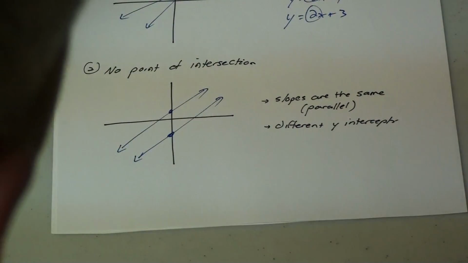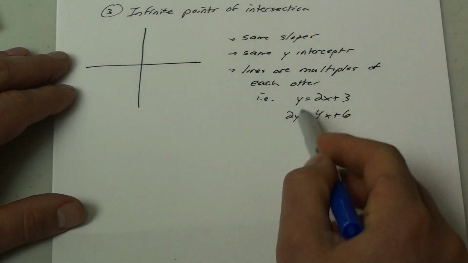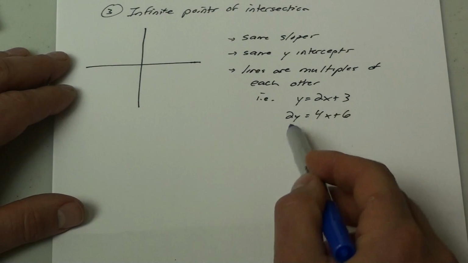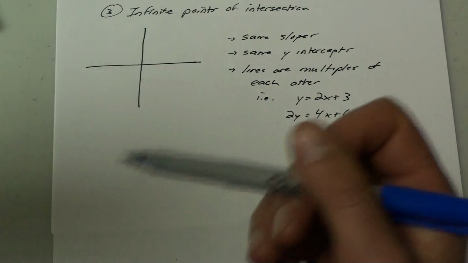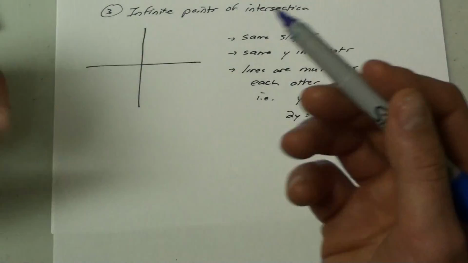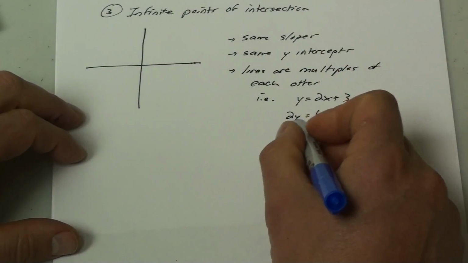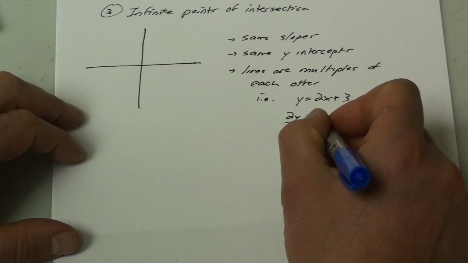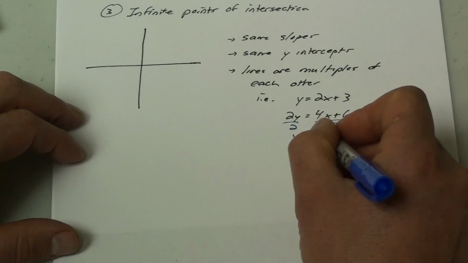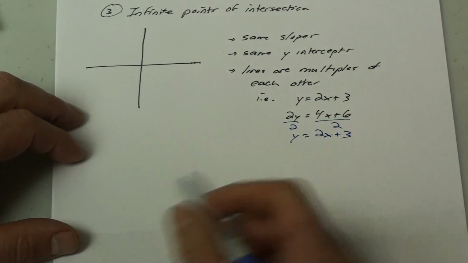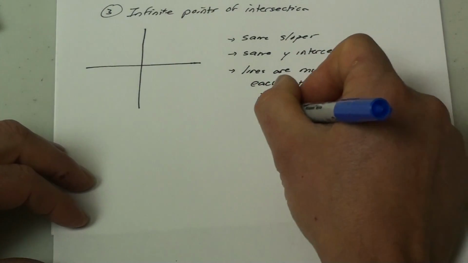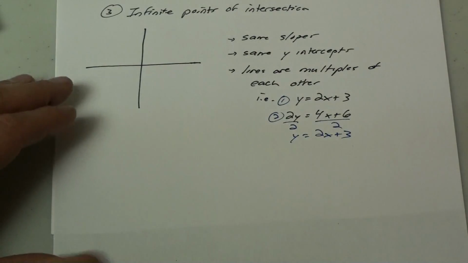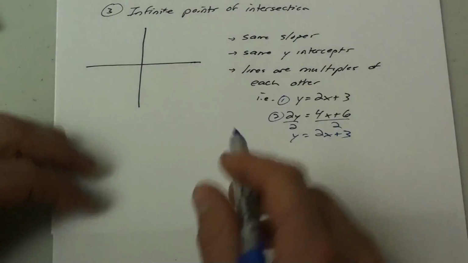And the third scenario, if I have two lines, let's say I have y equals 2x plus 3 and 2y equals 4x plus 6. These are two linear relations, but they actually end up being the same thing. Because if I take my second equation and divide the whole thing by 2, I actually get back to what the first line is. They're the exact same line, just written in two different ways. Okay, the second line is actually just a multiple of the first line.